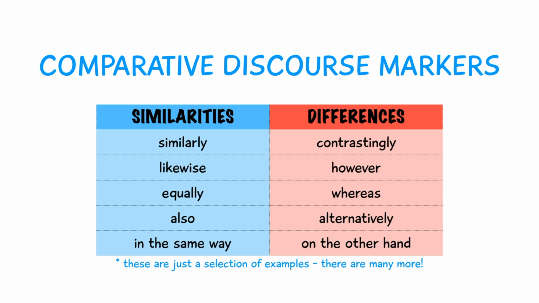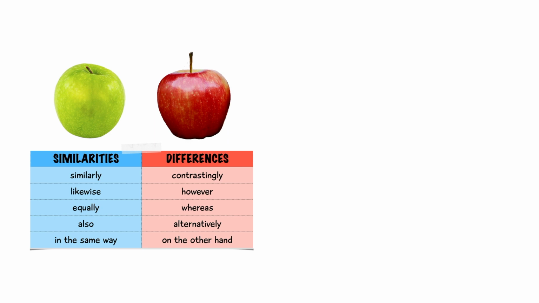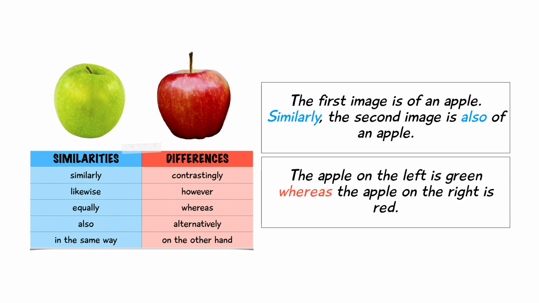So, how do we apply these to some writing? Here is a very basic example. We have 2 apples. One is green and one is red. If we bring back the discourse markers from earlier, we can look at how to compare these apples. If we were comparing similarities, we could write, the first image is of an apple. Similarly, the second image is also of an apple. And if we were comparing differences, we could write, the apple on the left is green, whereas the apple on the right is red. Notice how we're using the comparative discourse markers to clearly indicate that we are comparing.